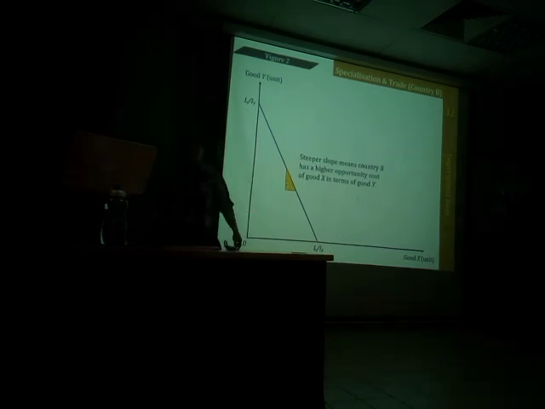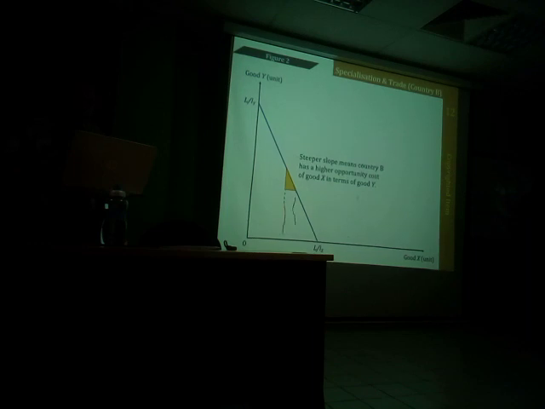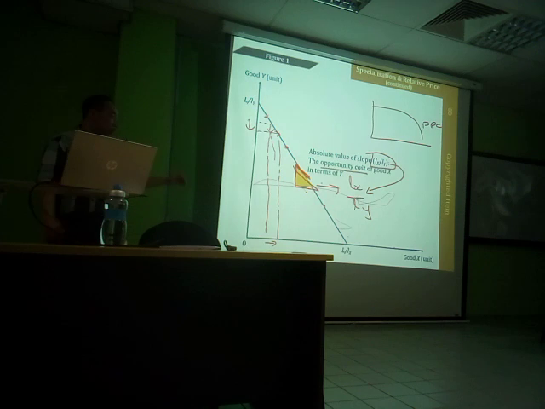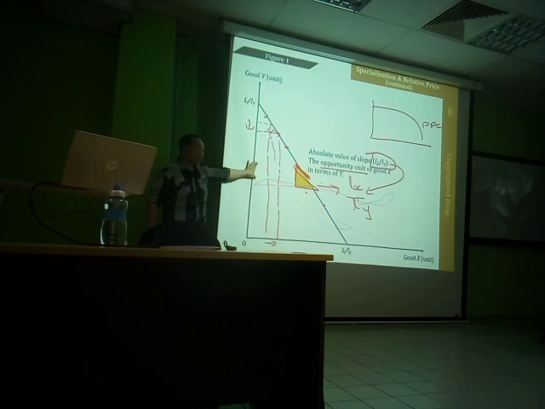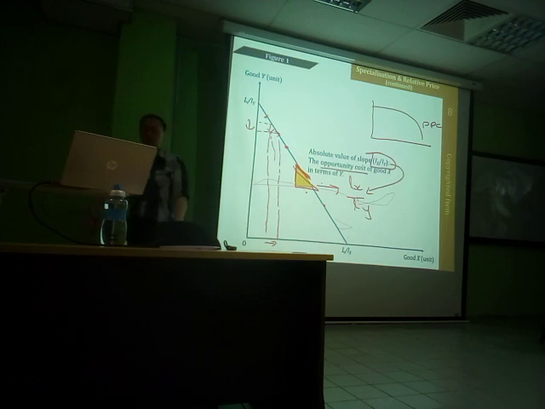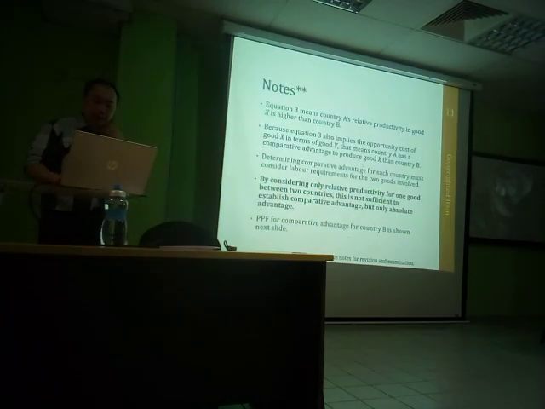Why? Because if you look at this graph, if I increase the production of X by this amount, the amount of Y that you have to forego is quite a lot here. Compared to the one just now, you see that the slope here is not as steep as the one before. What you have to forego is lesser compared to a steeper production possibility curve.